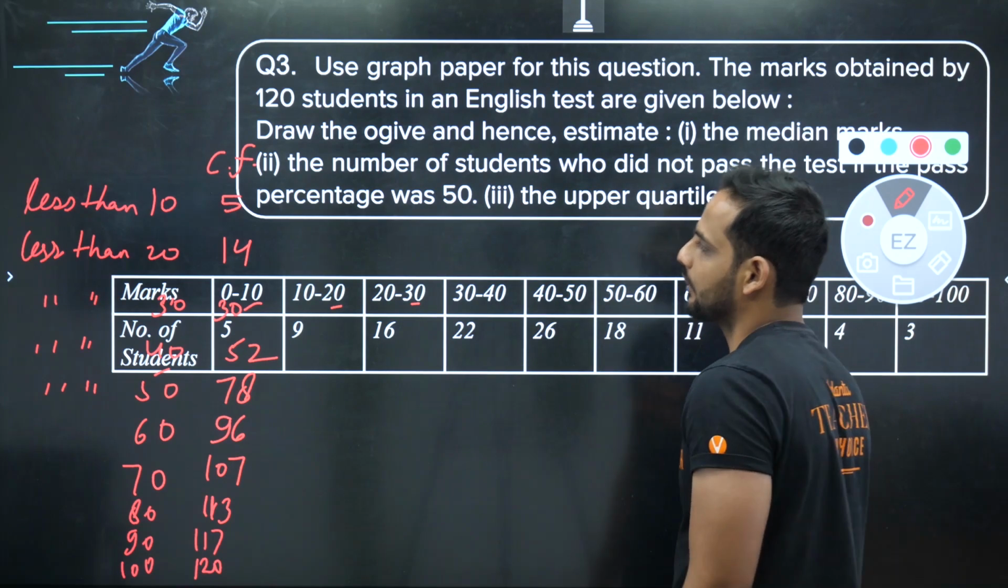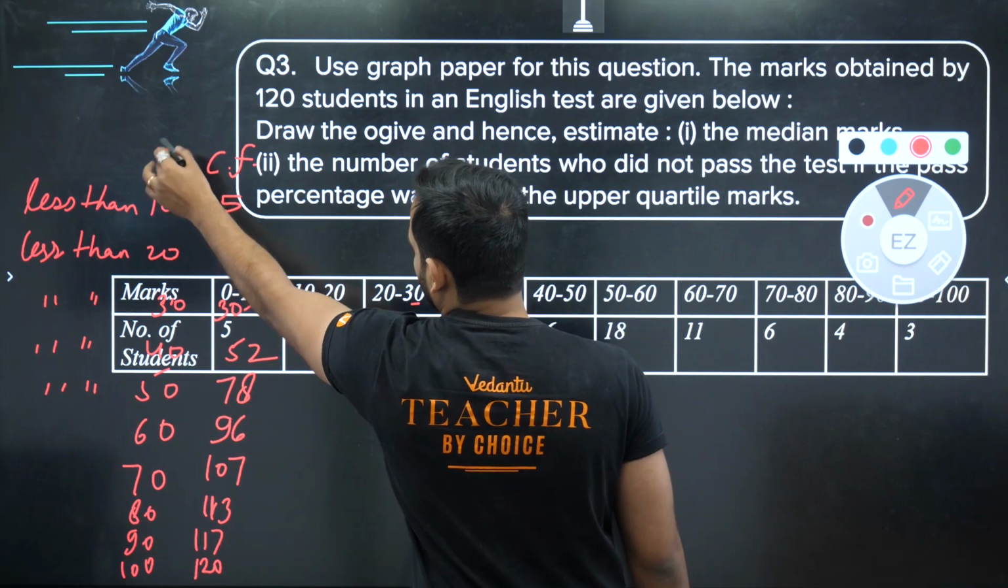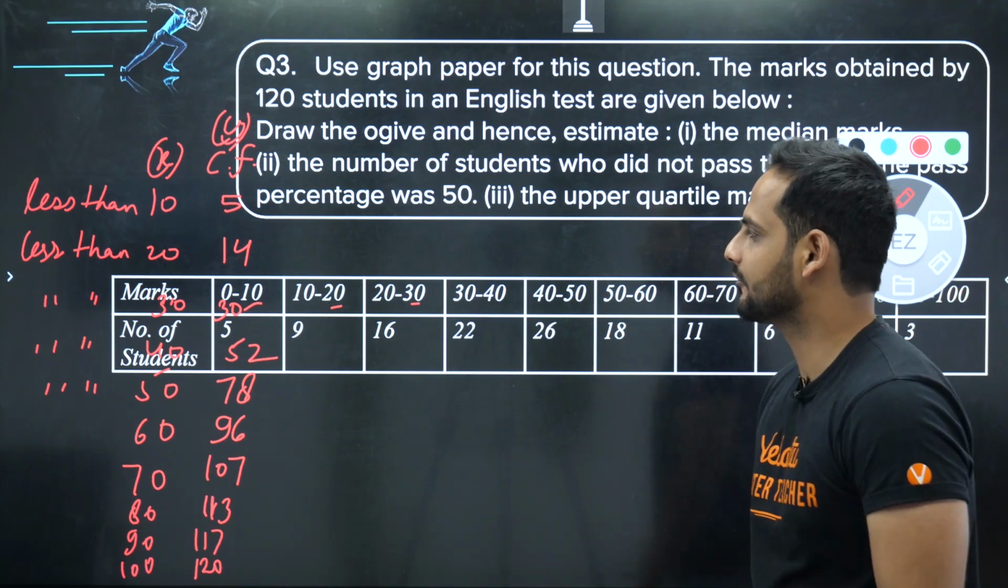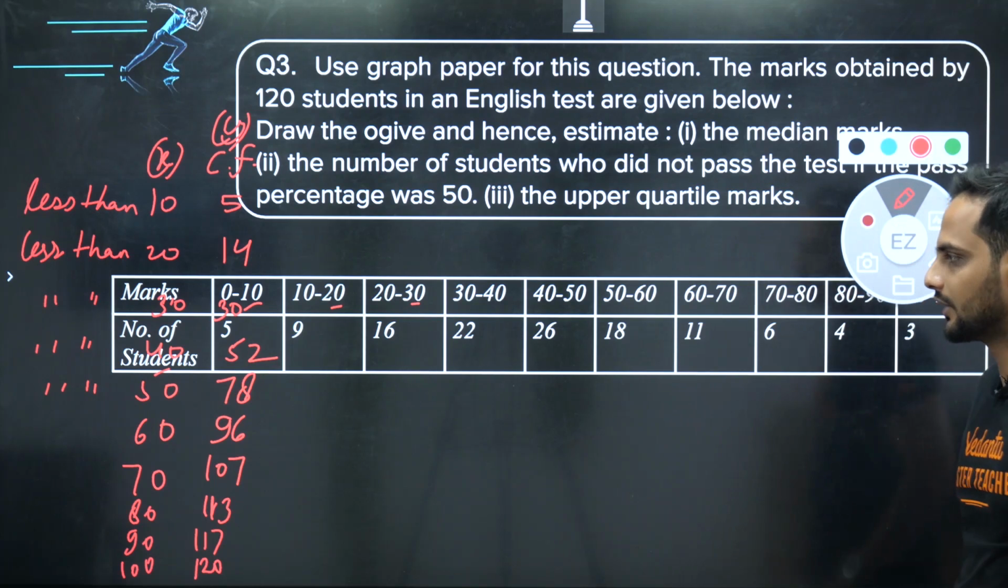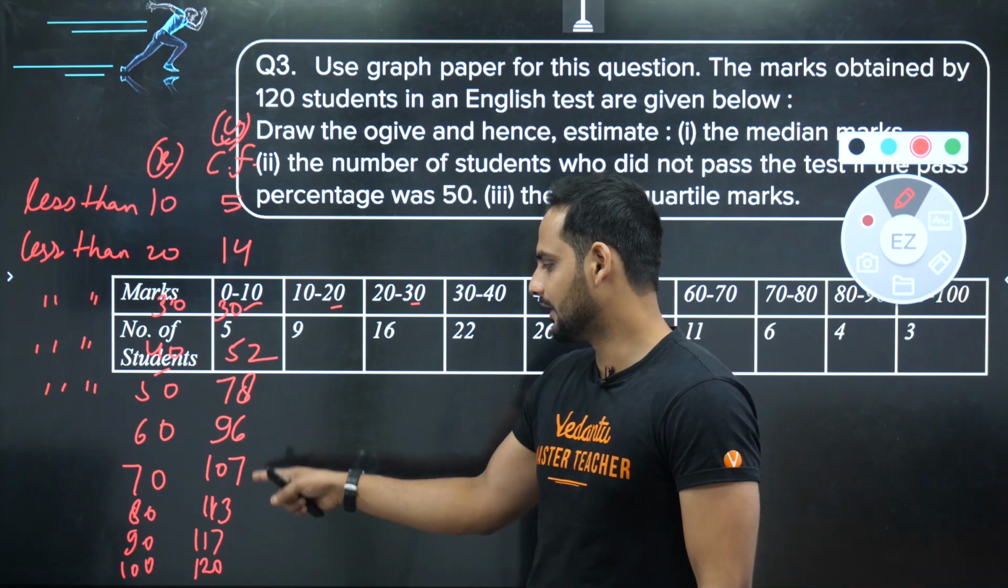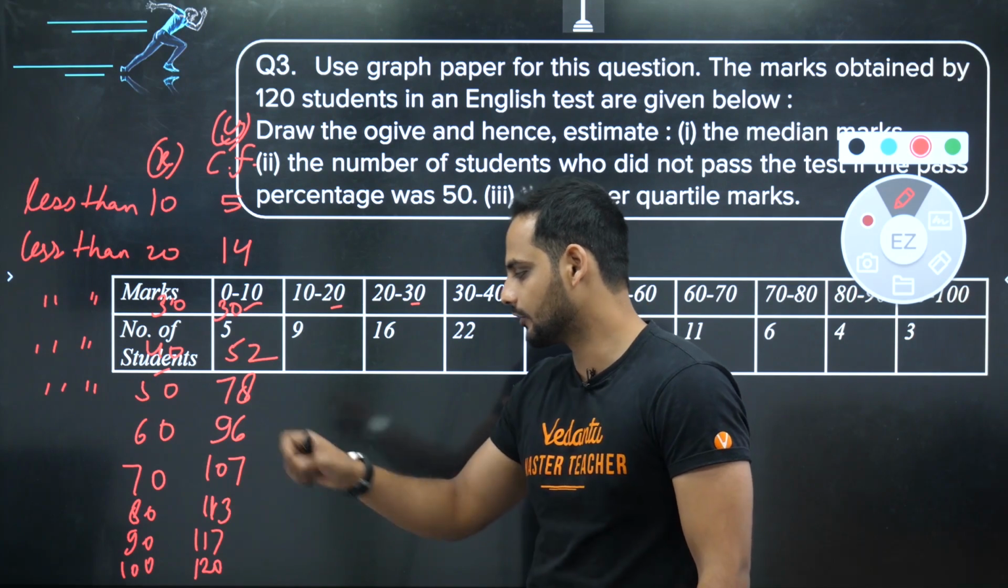Now the points which you are going to plot, this is going to be your x coordinate, this is going to be your y coordinate. On a graph paper, draw the points (10, 5), (20, 14), (30, 30), (40, 52), (50, 78), (60, 96), (70, 107), (80, 113), (90, 117), and (100, 120).